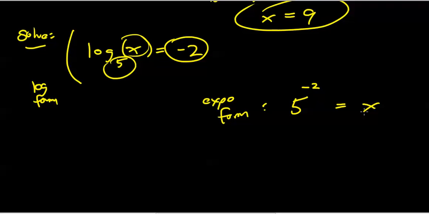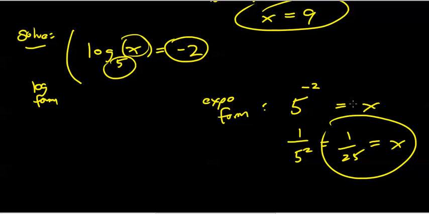So what is 5 to the minus 2 power? Well, that's 1 over 5 squared, and that's 1/25. So my solution for x is 1 over 25.